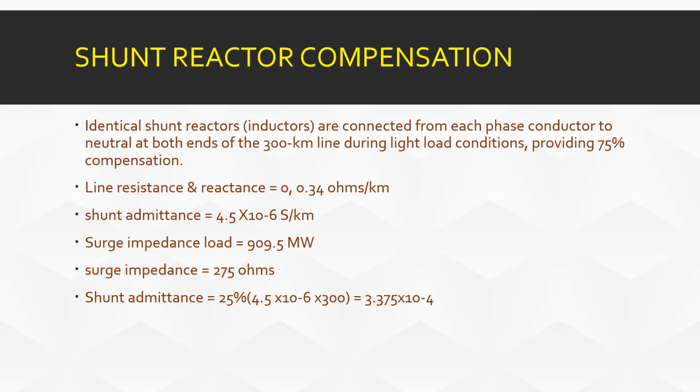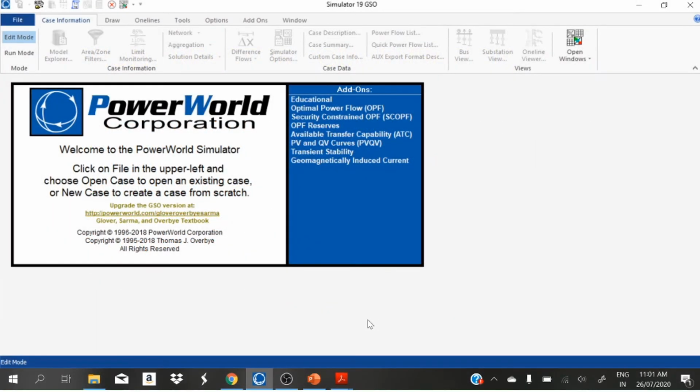In this shunt reactor compensation, we connect an inductor at the end of the 300 kilometer long line at light load, providing 75% compensation. For the 75% compensation, 4.5 into 10 to the power minus 6 Siemens per kilometer multiplied by 25%, and we get 3.375 into 10 to the power minus 4 as the shunt admittance value to be connected for our simulation. Now we verify our model for shunt compensation.